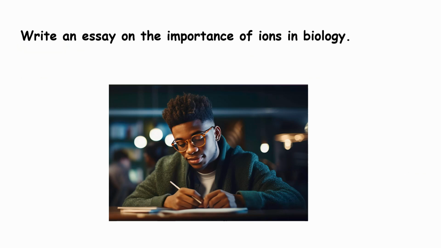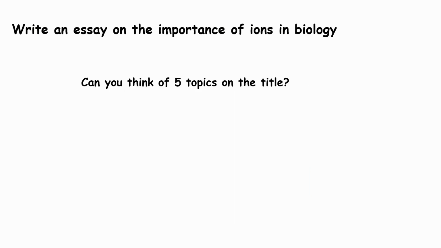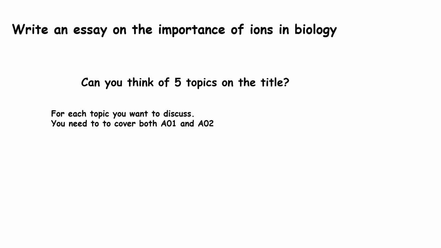Okay, so once again, the title's write an essay on the importance of ions in biology. So the first thing you want to do is brainstorm. Can you think of 5 topics on this title? That's very, very important. So you get your 2 essay titles and you need to spend 2 minutes with the one you choose, making sure you can pick 5 topics.